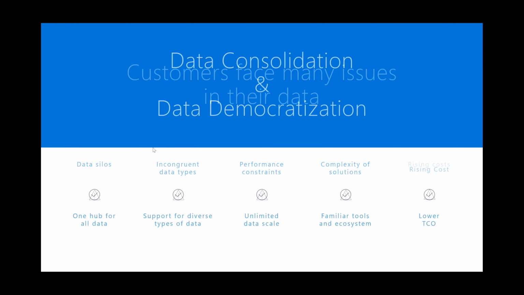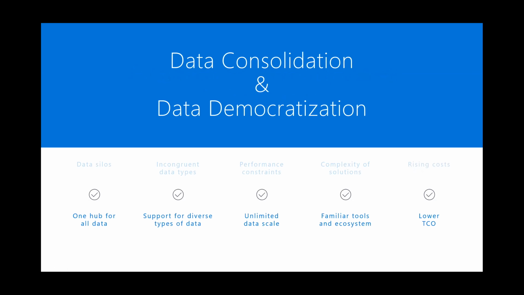So what is the solution to get over these? The recommendation is to look for ways to do data consolidation and data democratization. We could not hold data in silos. We need to have it available to everybody, so the company or the different groups in the organization can work together to drive business outcomes together. So the solution is to have one hub for all data.